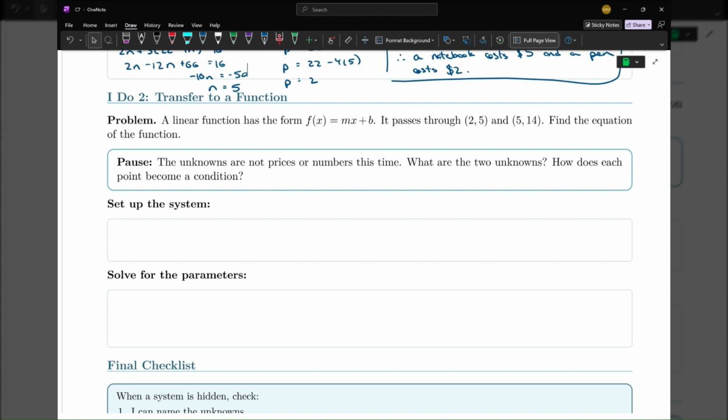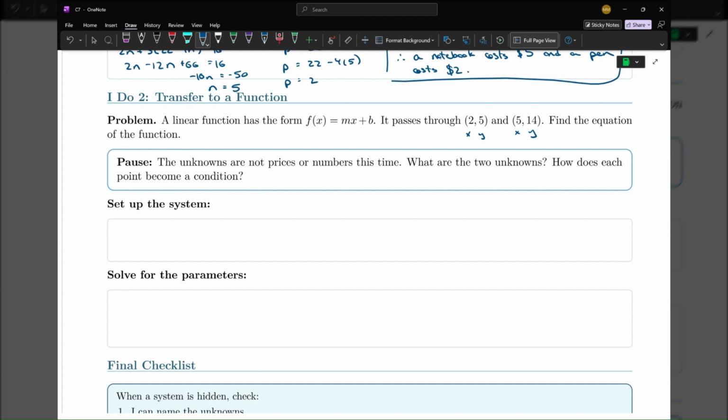Now, quick pause. We notice that the unknowns are not prices or numbers in this question. So our question is, what are the two unknowns? And then how does each point become a condition? When I look at what I'm given, I know points are x, y coordinates, right? x, y, x, y. So those are my two conditions, my two pieces of information.